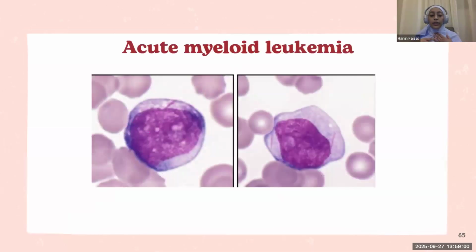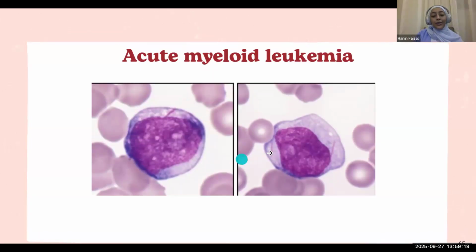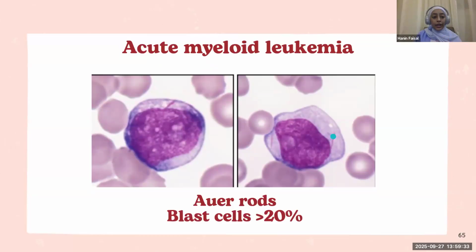Okay, the last thing I'm going to talk about today is acute myeloid leukemia. Two things I really want you to know about this. We said it's acute, so are the blast cells more than 20 or less than 20? More than 20, exactly. And by any chance, do you know what this is? Those lines, what do we call them? Exactly, Auer rods.